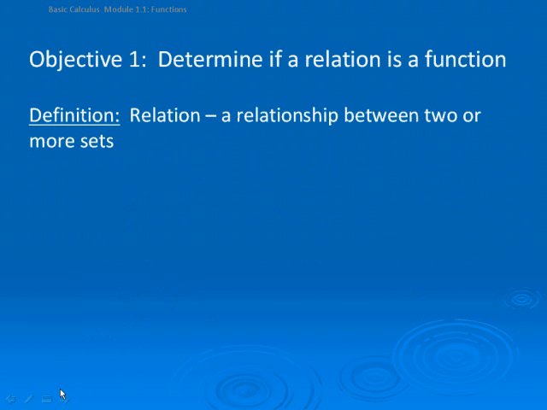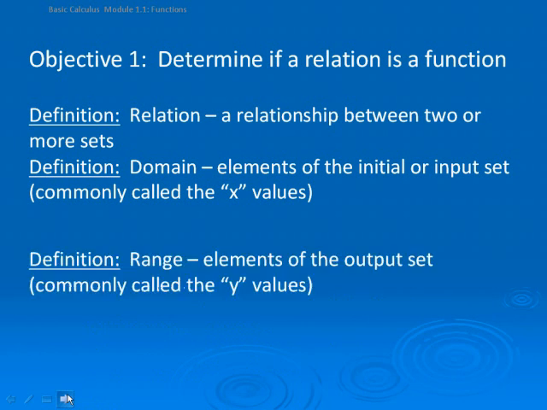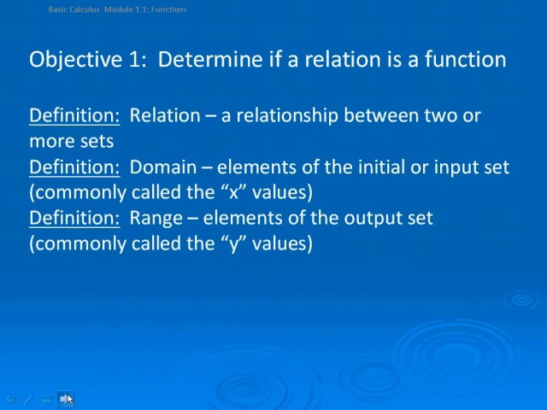Okay, in our first objective, to determine if a relation is a function, there are a couple of definitions that we need. First one, relation: a relationship between two or more sets. Second definition, domain: the elements of the initial or input set, commonly called x values, or the first value in an ordered pair. Range: elements of the output set, commonly called the y values, or the second value in an ordered pair.